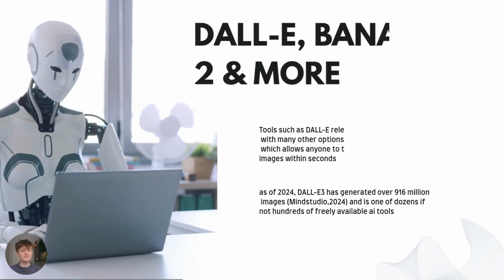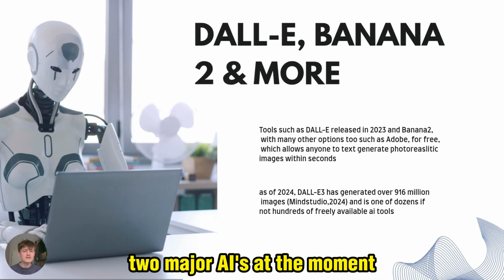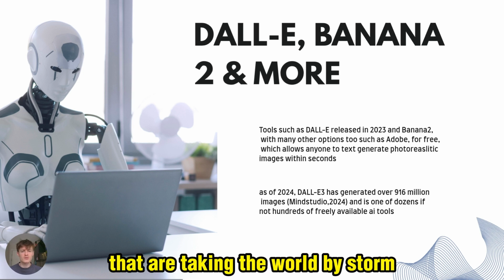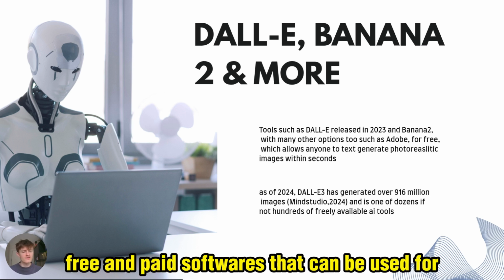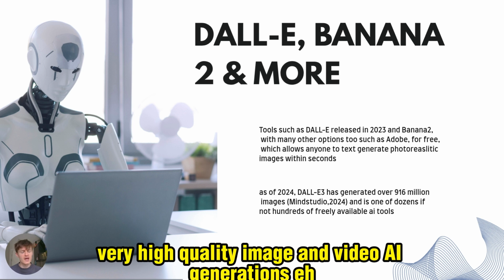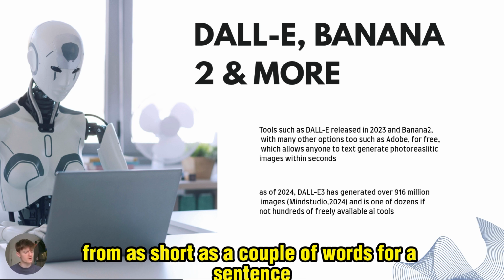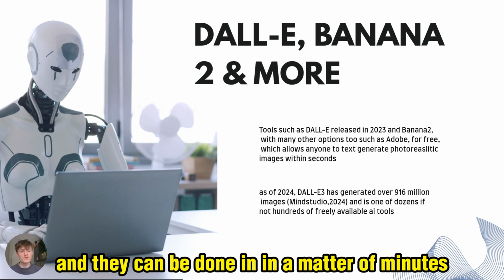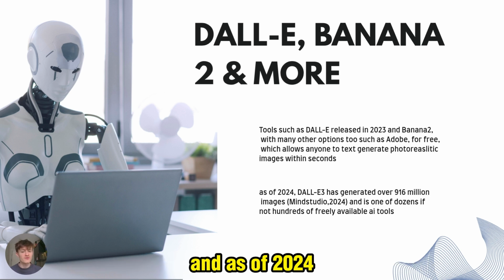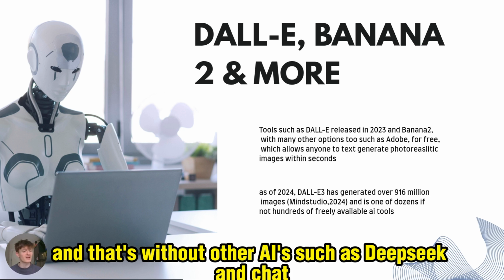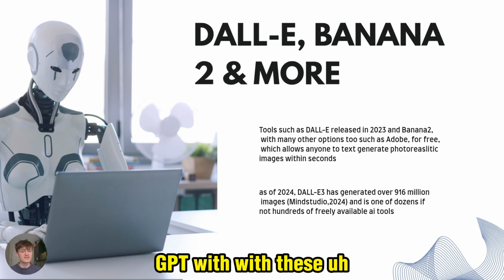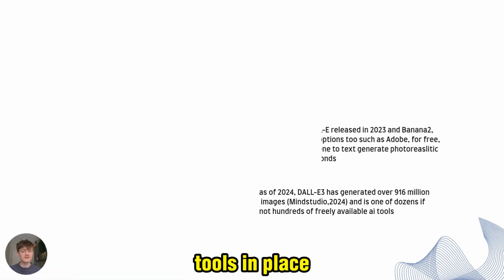Two major AIs at the moment that are taking the world by storm are Dolly 3 and Nano Banana. These are free and paid softwares that can be used for very high quality image and video AI generations from as short as a couple of words per sentence, and they can be done in a matter of minutes. And as of 2024, Dolly 3 alone has generated over 916 images, and that's without other AIs such as DeepSeek and ChatGPT with these tools in place.